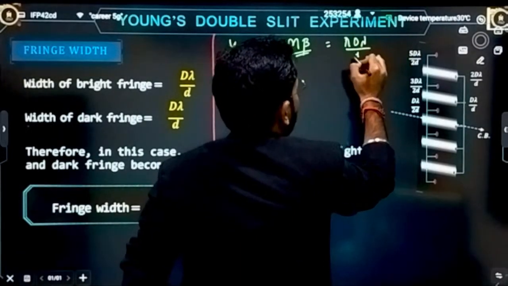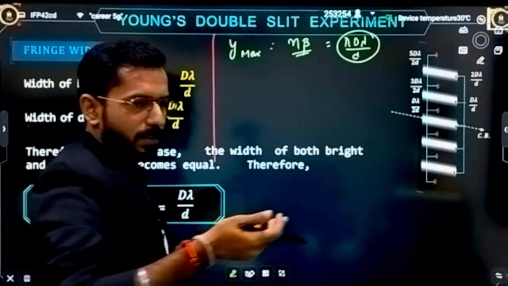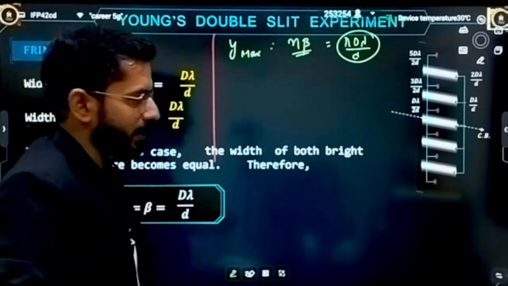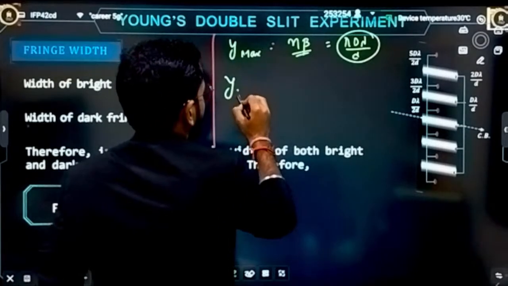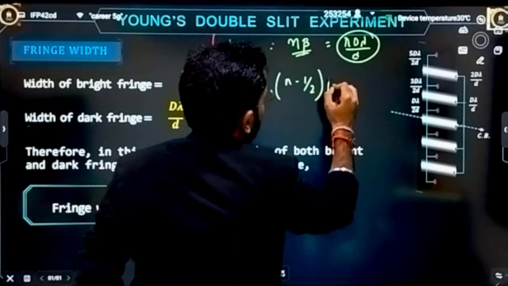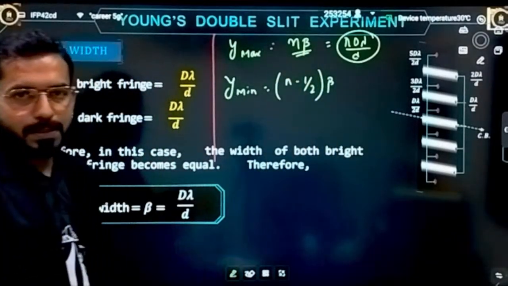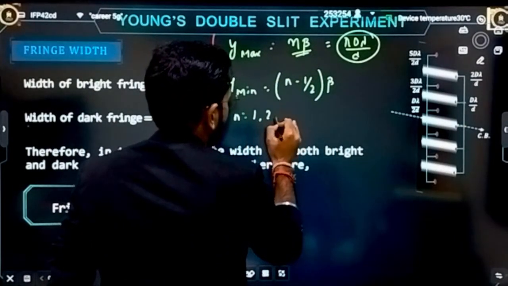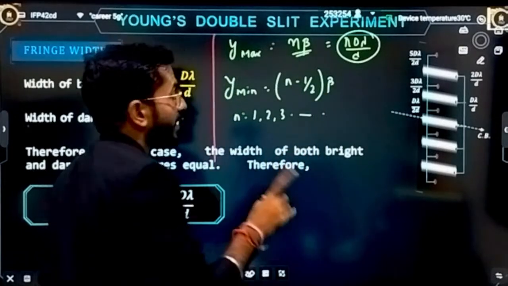Nd lambda by d, and exactly this was the formula. So is there anything special? No. Maxima is not that much special, but remember in terms of beta, it will make the question easy. But in minima, remember one thing. Always write (n minus half) beta, where n is equal to 1, 2, 3 and so on, not 0.